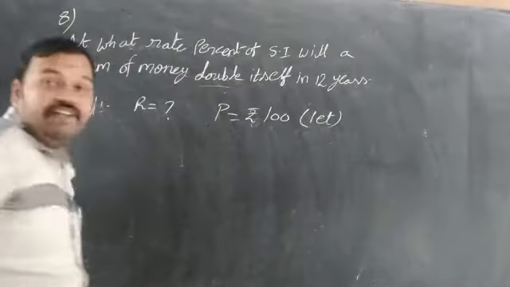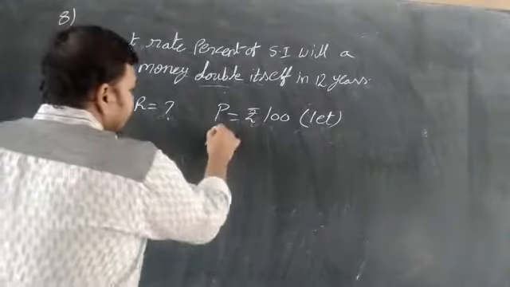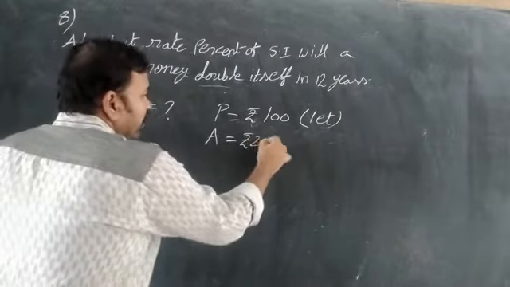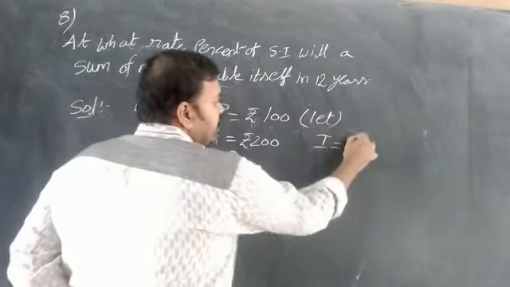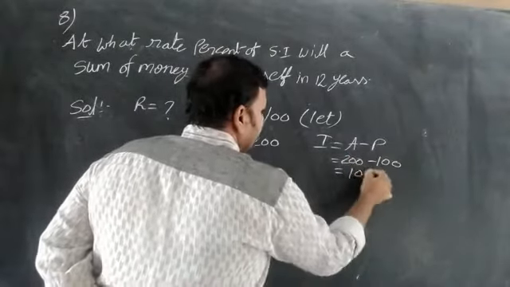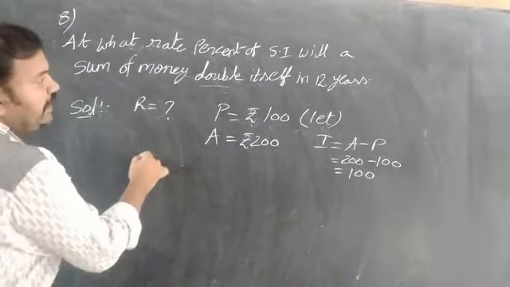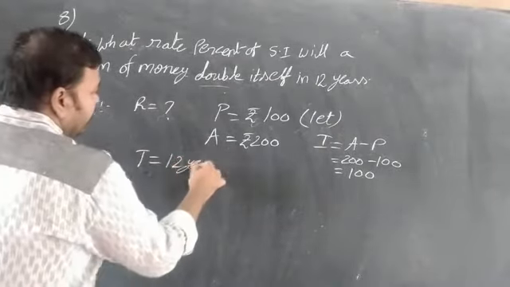Here it is not given how much money they took, so we are taking it as 100. Then the amount will become double. So amount is rupees 200. Always the amount is given to find interest. I is equal to A minus P. 200 minus 100 is equal to 100. Interest is 100. Now we have to write the time is equal to 12 years.